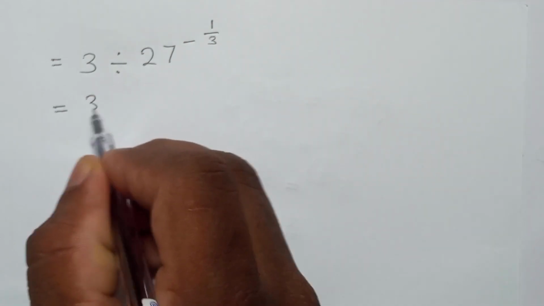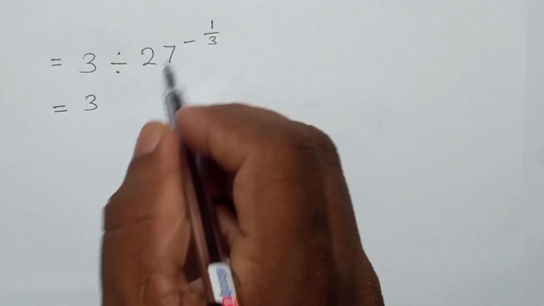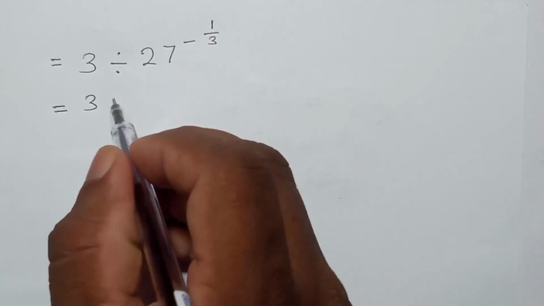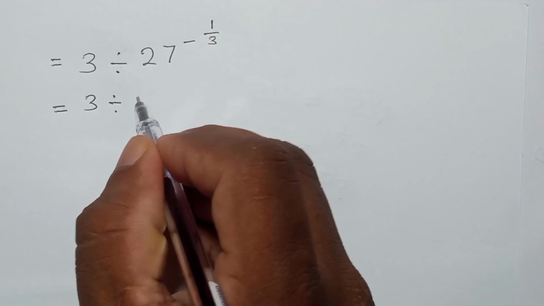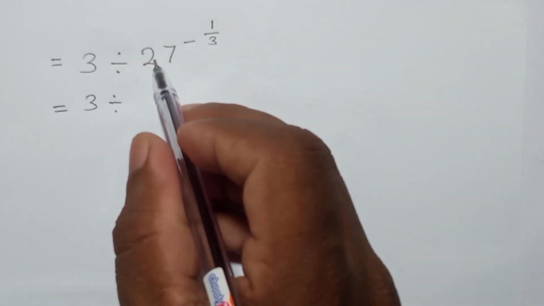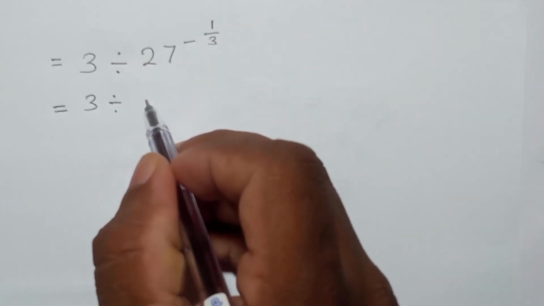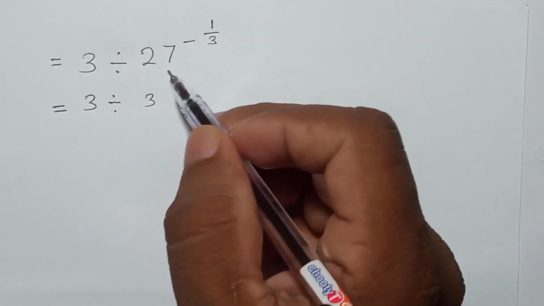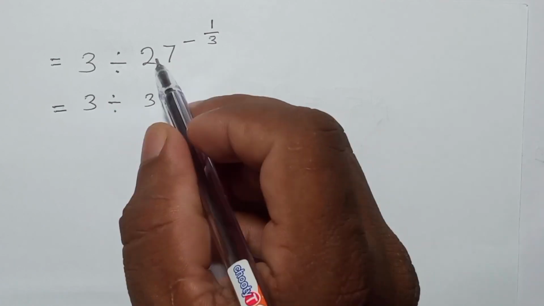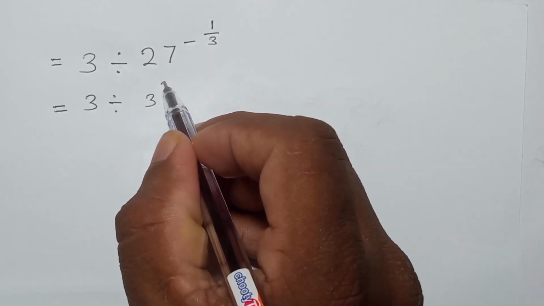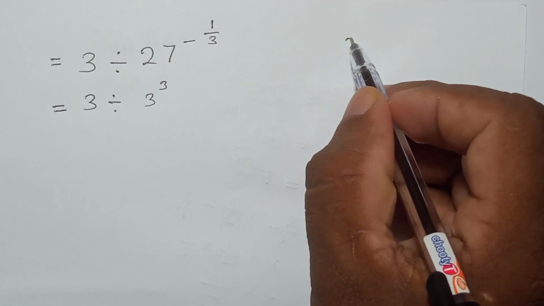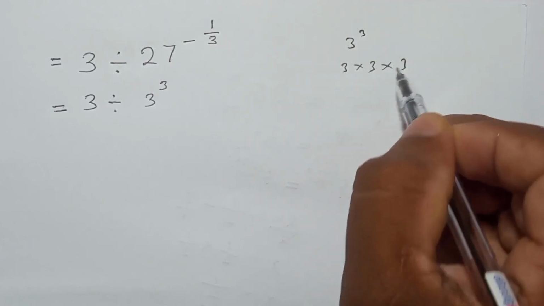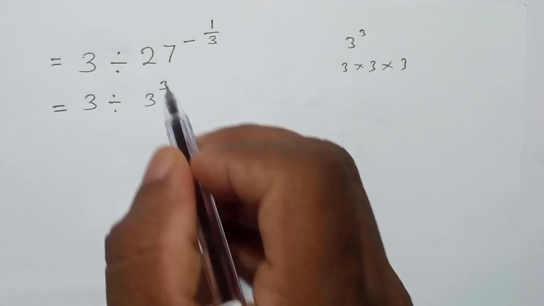Now here someone can first make this negative index positive, that is also good. But here what I will do is make this 27 a power of 3, right? Be very careful, because in this question the 3 comes several times. Here 27 means 3 to the power 3, right? That means 3 into 3 into 3. So 3 into 3 is 9, 9 into 3 is 27. You need to know that.